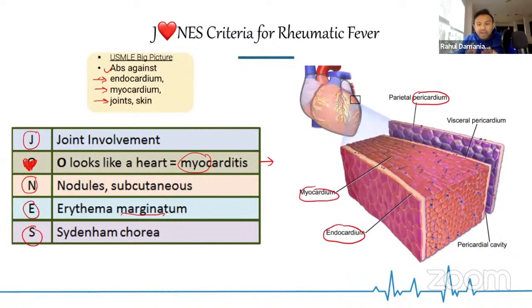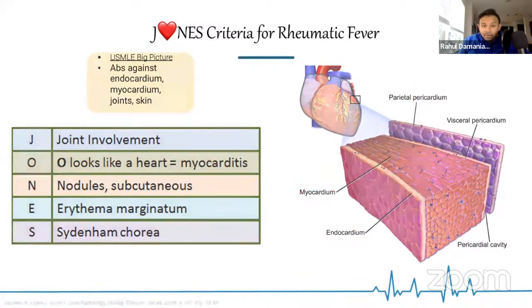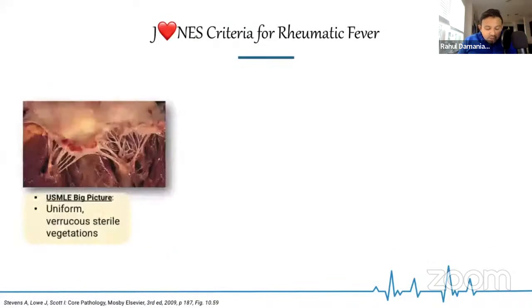So think about the carditis as maybe causing pericarditis, maybe causing heart failure because the muscle is inflamed, or maybe causing bacterial endocarditis. So let's go ahead and think of this rheumatic fever carditis a little bit more. So let's go into the endocarditis. Remember that the endocarditis of rheumatic fever, you're going to have these uniform, verrucous, sterile vegetations that are going to be right on the valve or the endocardium.